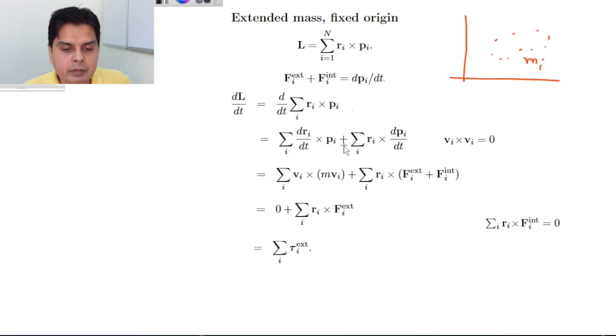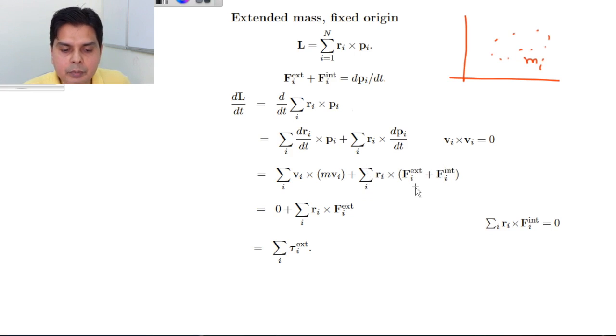Now I open this bracket, I will get this thing plus this thing. Now dr by dt will be Vi, and this Vi cross Vi, the cross product of two parallel or the same vectors, is 0. So this thing will become 0, and now you get this second summation. What is this second summation? This will be the summation of Ri cross dPi by dt, that is the rate of change of linear momentum of the ith mass.